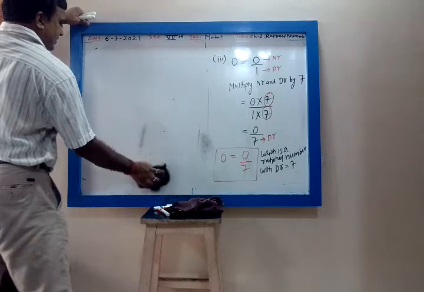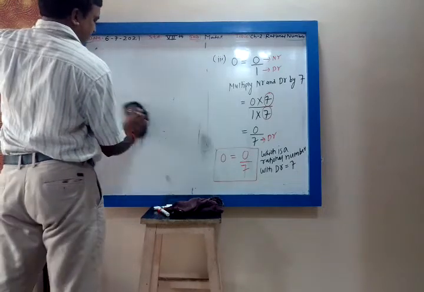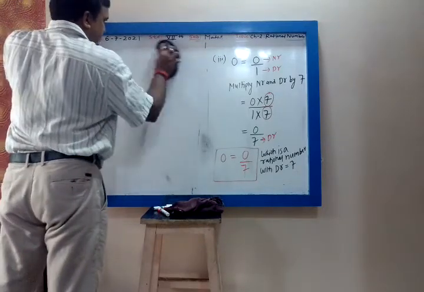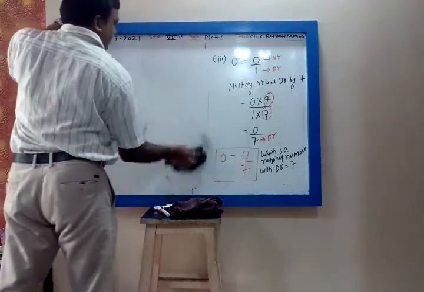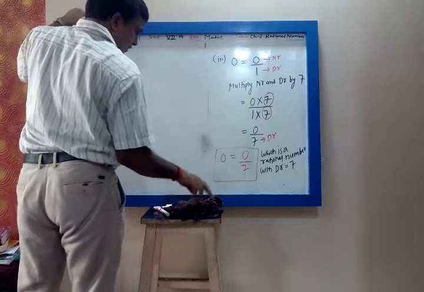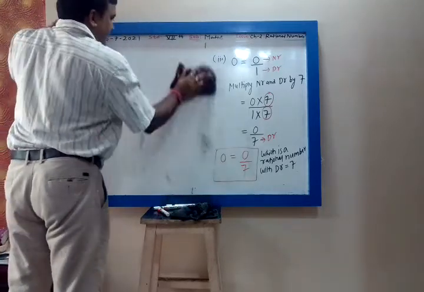While multiplying numbers, you have to be careful with the sign. Plus into plus is plus, minus into minus is plus, plus into minus is minus. That care should be taken while multiplying the two numbers.